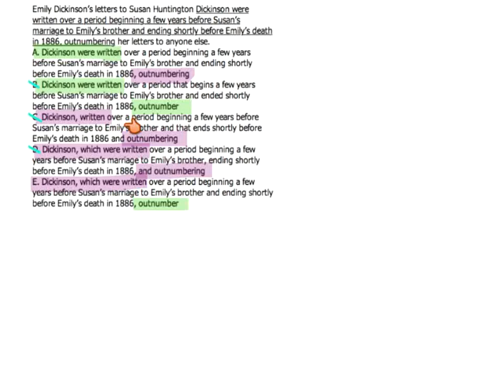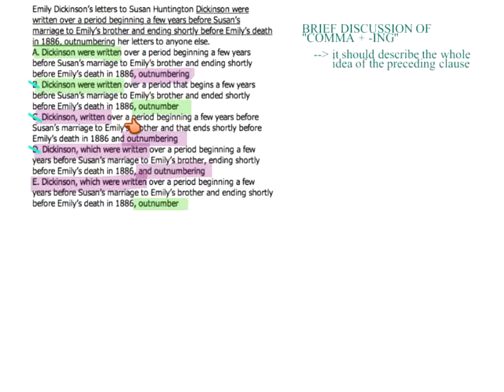So when you've got an A here, remember how comma-ing modifiers have to work. A super, super brief discussion. I mean, there are entire study hall sessions where we have not-so-brief discussions of this. So the comma-ing modifier should describe the whole idea of the preceding clause in some way. There's a few ways it could work.